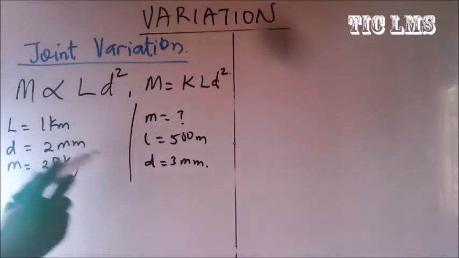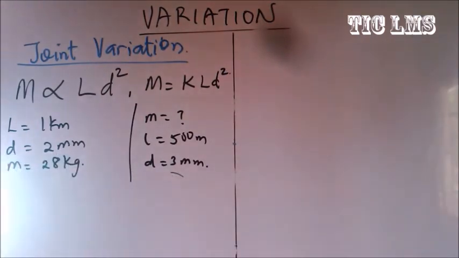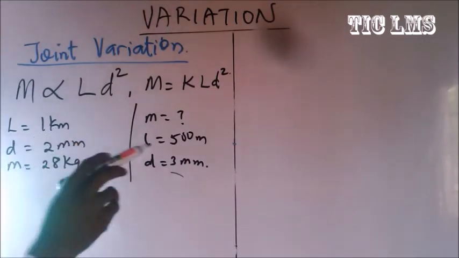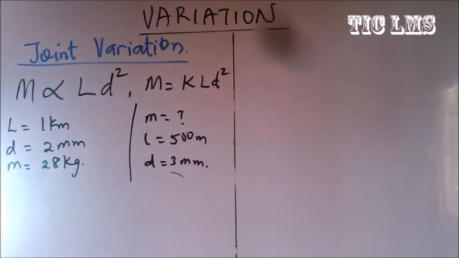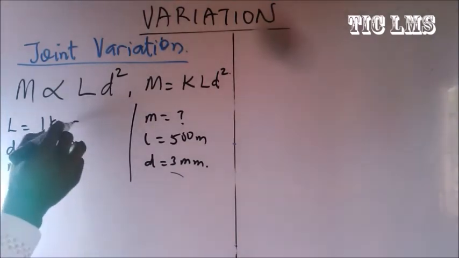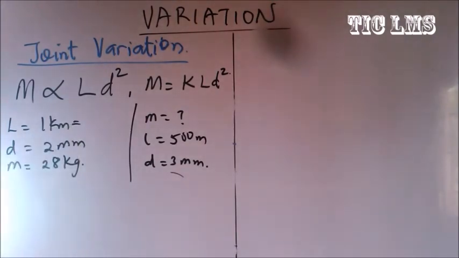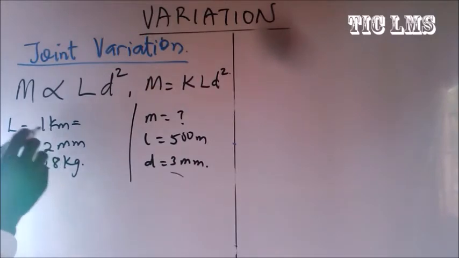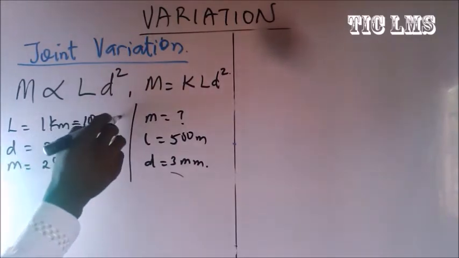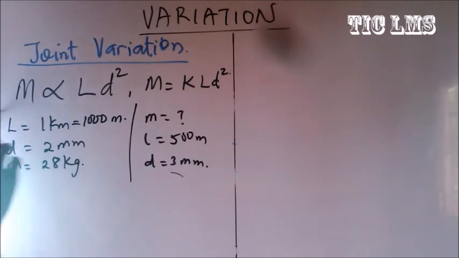So next is to look at all the values that we have here. The diameter is in millimeter and here it is also in millimeter, so that is balanced. Then we have our length in kilometer, but over here the length is in meter, and then we have our mass in kilogram and we are looking for our mass here. So what we can do is to ensure that the units correlate with each other. So we could make this 1 kilometer turn into meter. So 1000 meter equals to 1 kilometer, and so we have this as 1000 meter.